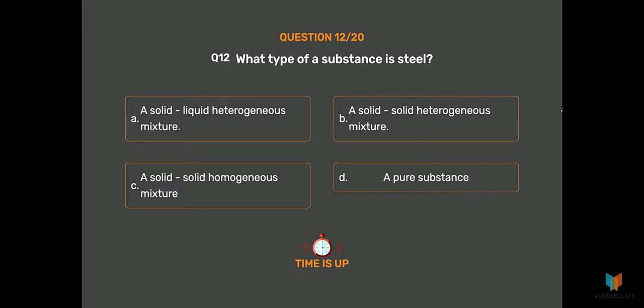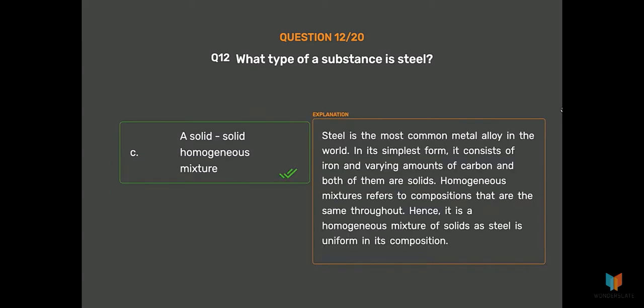The correct answer is option C. A solid, solid homogeneous mixture. Steel is the most common metal alloy in the world. In its simplest form, it consists of iron and varying amounts of carbon, and both of them are solids. Homogeneous mixture refers to compositions that are the same throughout. Hence, it is a homogeneous mixture of solids as steel is uniform in its composition.